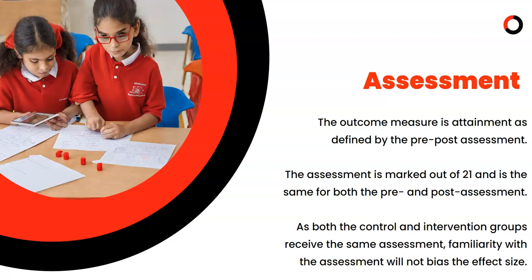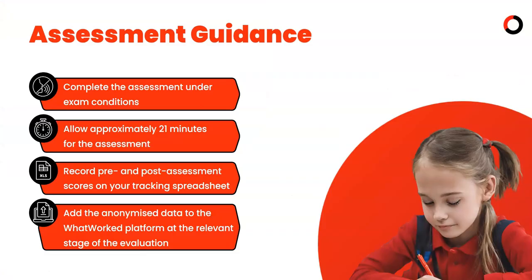The assessment. The outcome measure is attainment as defined by the pre and post assessment. The assessment is marked out of 21 and is the same for both the pre and the post assessment. As both the control and the intervention groups receive the same assessment, familiarity with this will not bias the effect size.